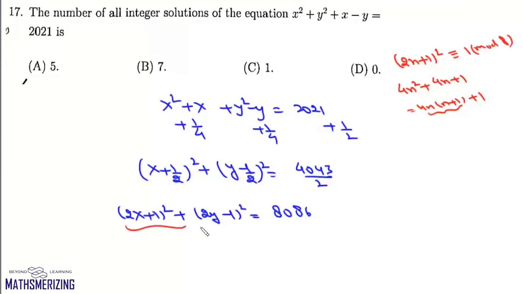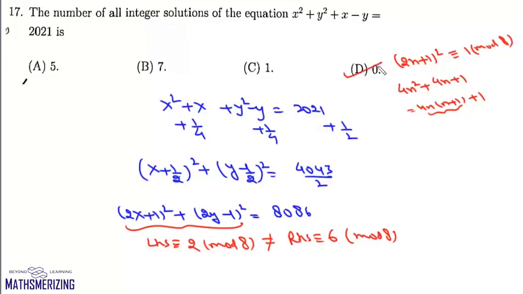So if we take LHS modulo 8, it will be congruent to 2 modulo 8, whereas on the right hand side, 8086 when divided by 8 leaves the remainder 6, so it will be 6 modulo 8. That is, LHS is not equal to RHS. So the number of all integral solutions in this case will be simply 0, and that's your option D.